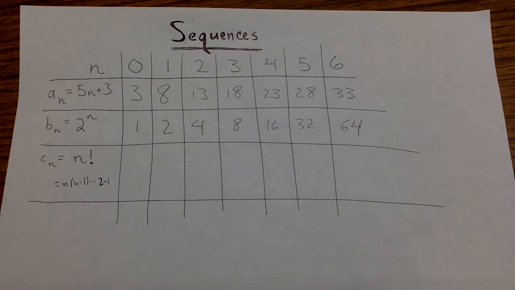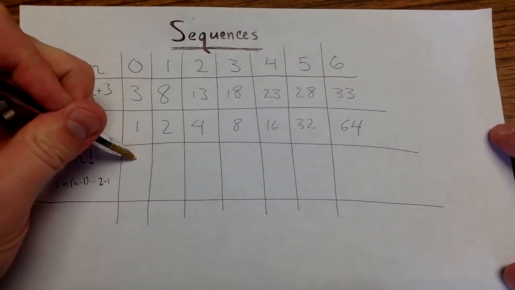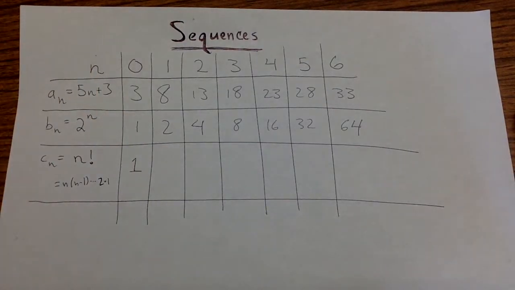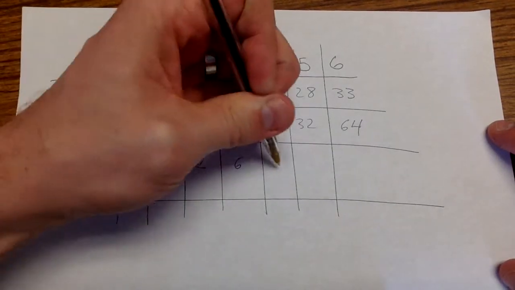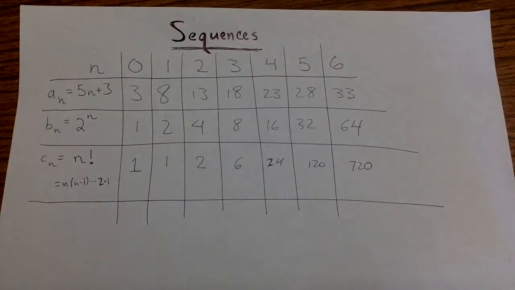And then for c sub n, I'm going to do fewer terms of this one. For n factorial, there's actually a nice way of defining it for 0. 0 factorial is 1, and the way I do that is because it's an empty product. We can talk more about that later. But 1 factorial is also 1. 2 factorial is 2. 3 factorial is 6. So the factorial function starts a little small, but it grows very quickly.